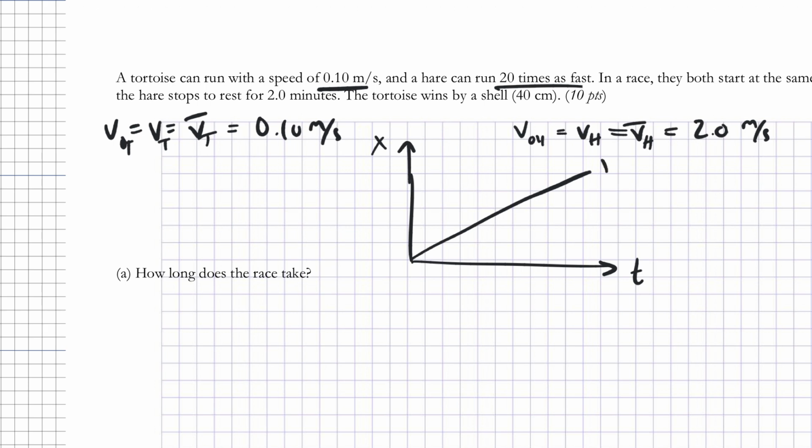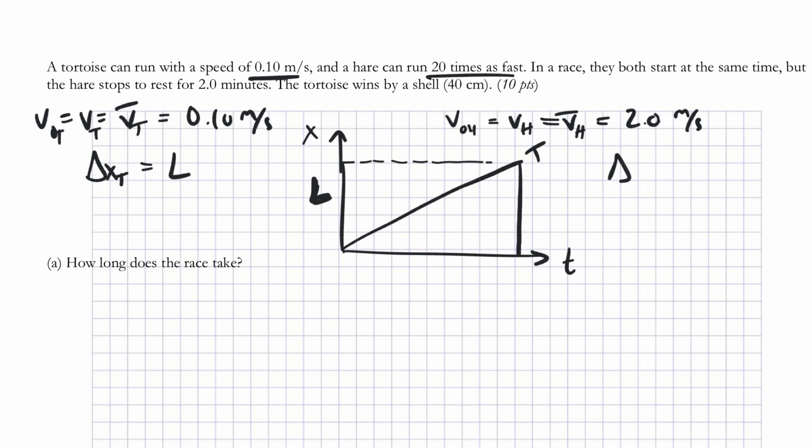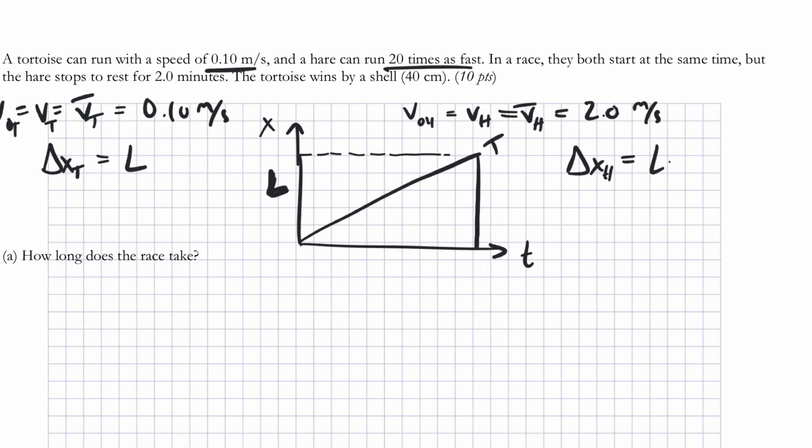Anyway, so this is the tortoise, and he's going to run a distance that I'm going to call L. He runs the full length of the race, I think that's fairly reasonable. So the delta x for the tortoise equals a capital L. The delta x for the hare is, well, he doesn't finish the race. He loses by a shell. So he's going to go L minus the length of a shell.